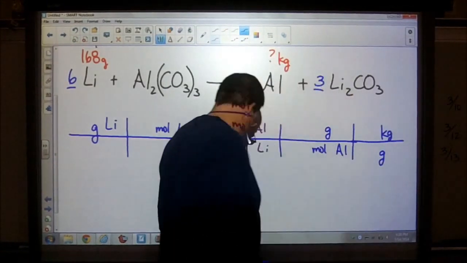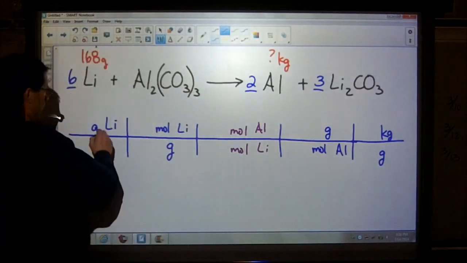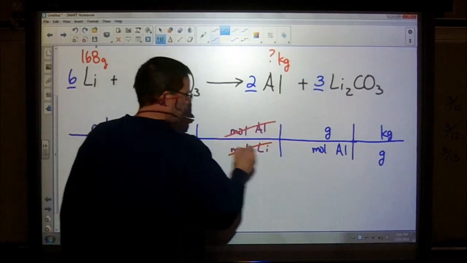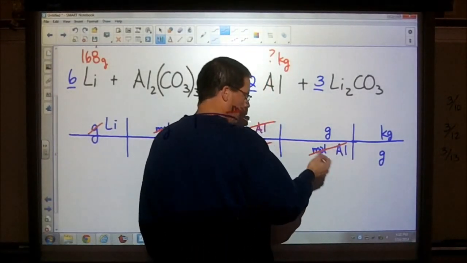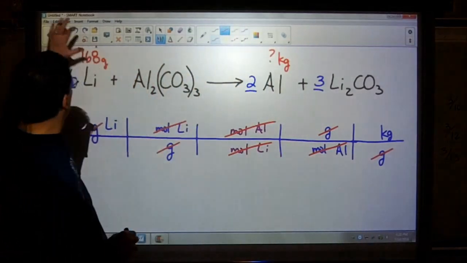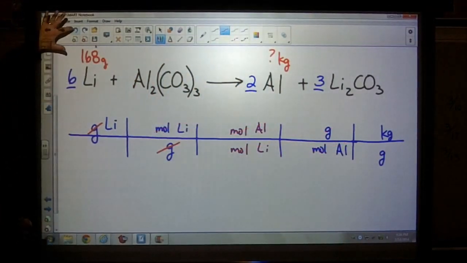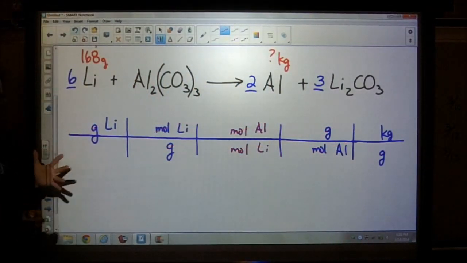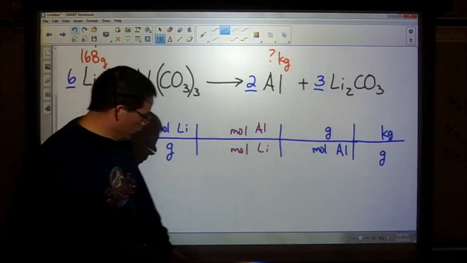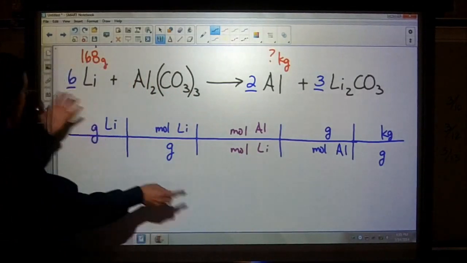So look, really nice. If we cancel our grams of lithium, and we cancel our moles of lithium, cancel our aluminum, or I'm sorry, moles of aluminum, and then grams of aluminum, we're left with kilograms. Pretty nice. And I kind of like this. I'd rather see some of you who are struggling start with your units first and then input the values. All right, so now we can put our values in.